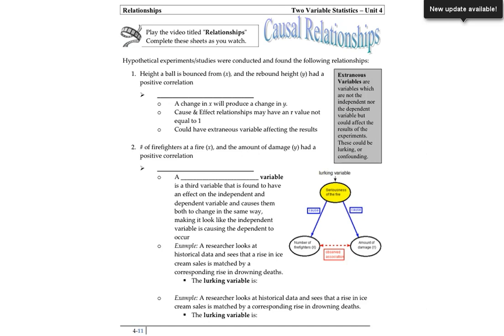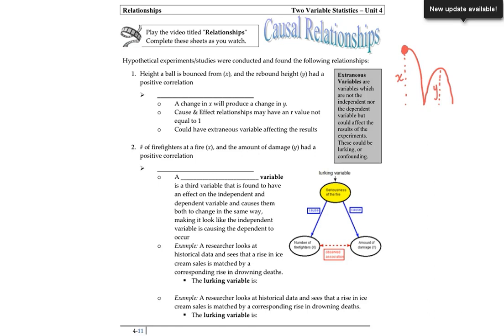In all of the examples I'm giving you, they are hypothetical experiments that showed a correlation between the two variables. In number 1, there was a relationship found between the height a ball is bounced from, which was the x variable, and the rebound height, which is the y variable, and there was a positive correlation. Just in case you're unsure, rebound height means if the ball starts here and you drop it, it's going to bounce, and this distance here is the rebound height. So that is the y variable. The x variable is the distance that it was dropped from, which is here.